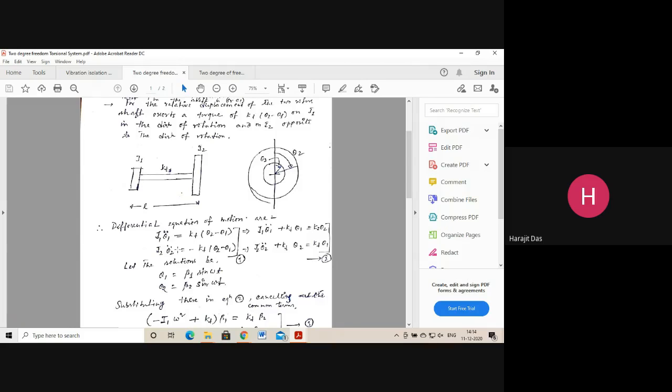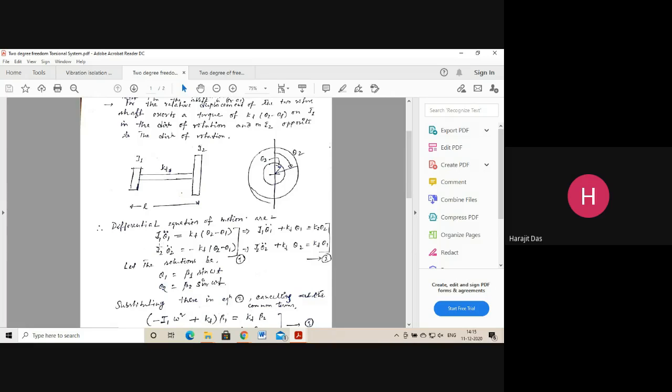For this disk having mass moment of inertia I1, the Newton's second law of motion equation will be I1 theta1 double dot. We have already done this type of exercise. So I1 theta1 double dot will be equal to kt (theta2 minus theta1). After rearrangements, you will write this one, so kt theta2 will be written on the right hand side.